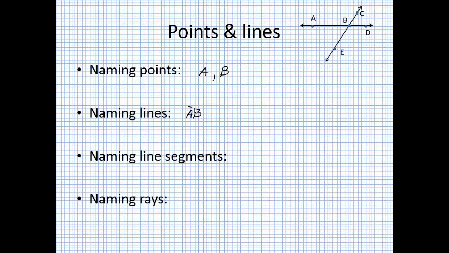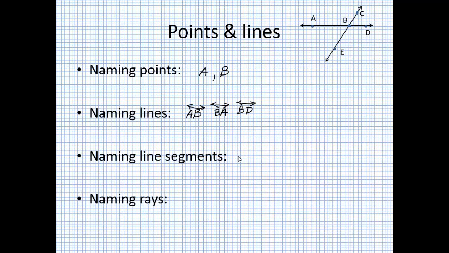The symbol is a little line on top, which requires arrows at both ends. So AB could also be written BA, that's the same thing. Or you could write BD, that's the same line, just choosing 2 different points.